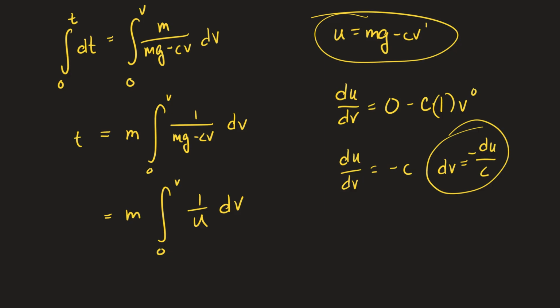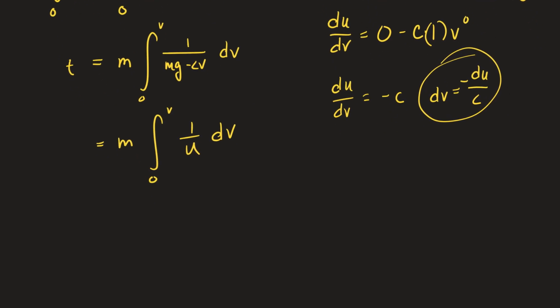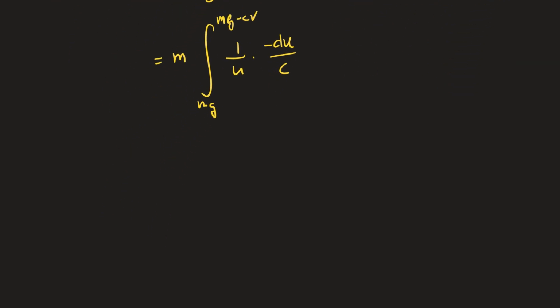Okay, then I will. That means I have u, when I plug in v, is going to be just that, mg minus cv. And u, when I plug in 0, is going to be mg. So now I have everything I need to make a new integral. And that's right here. The integral from mg to mg minus cv of 1 over u times negative du over c. So I've plugged everything in to my new integral.